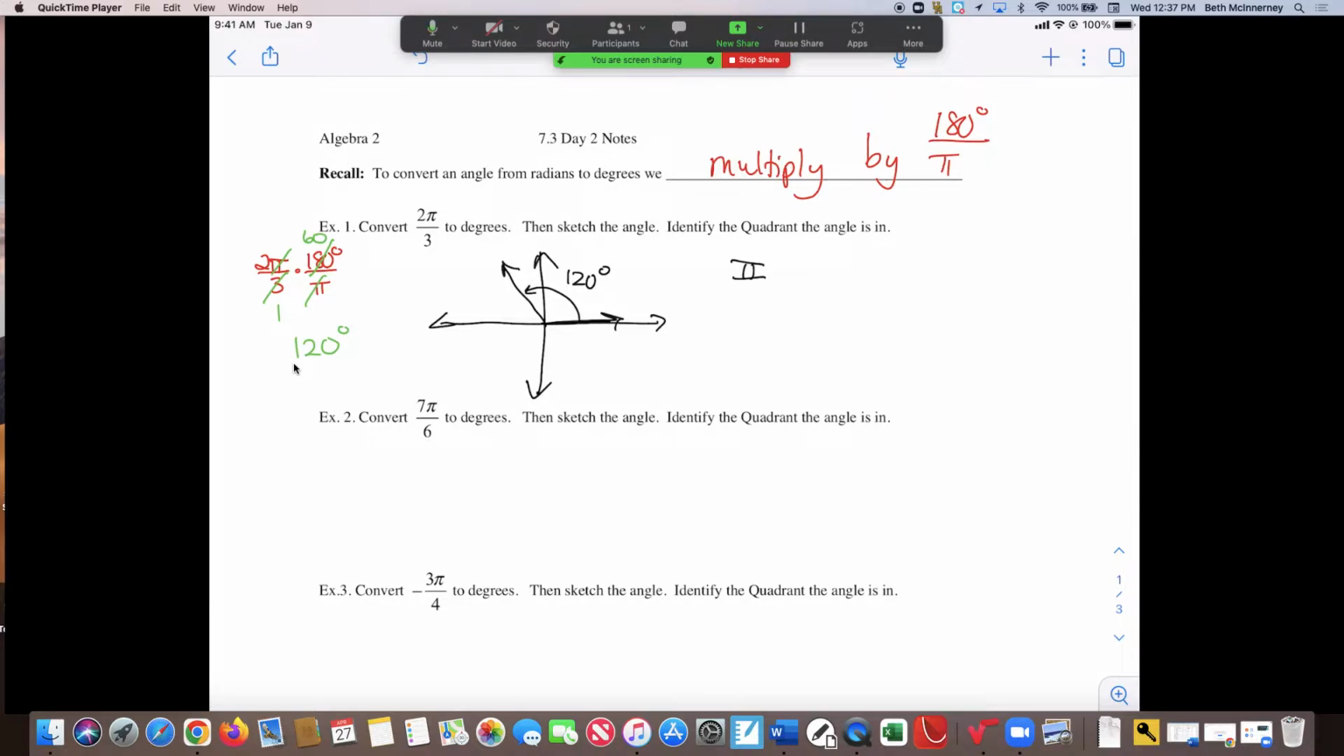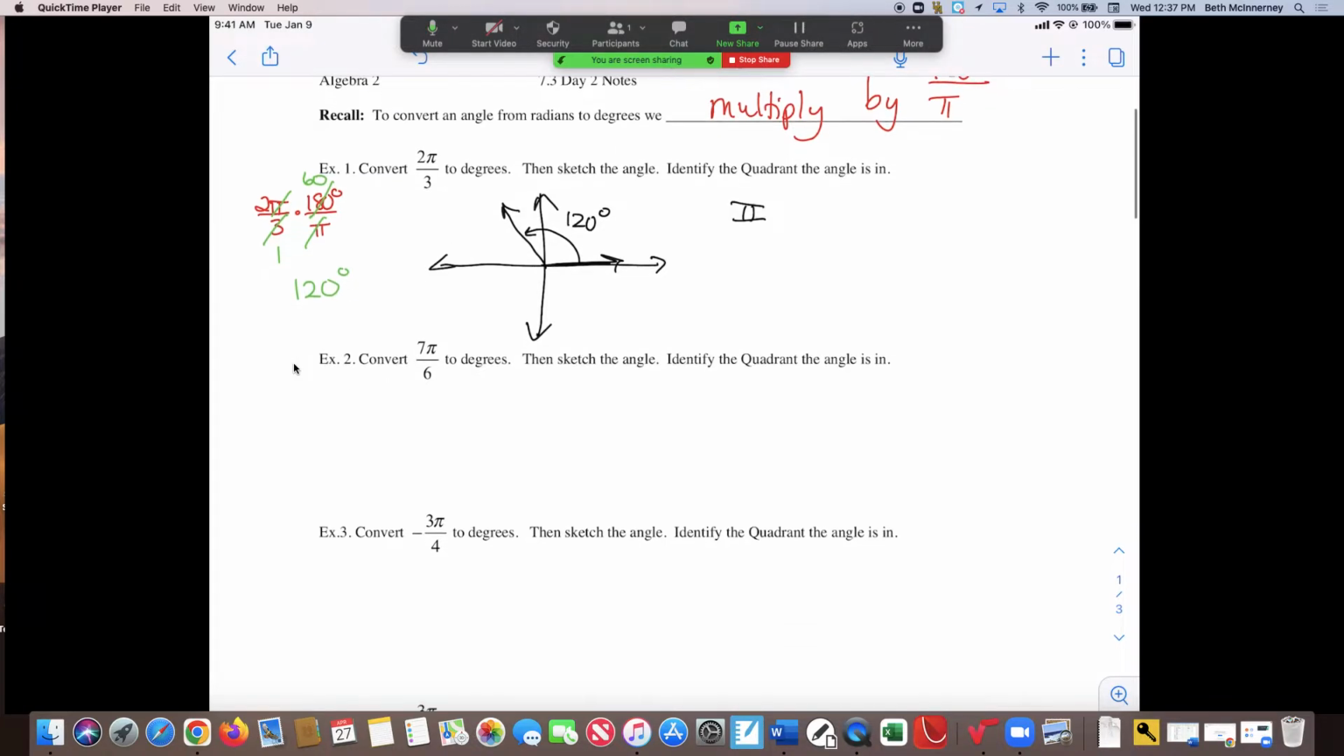All right, try example 2 and example 3. Convert your radians to degrees, then sketch the angle.